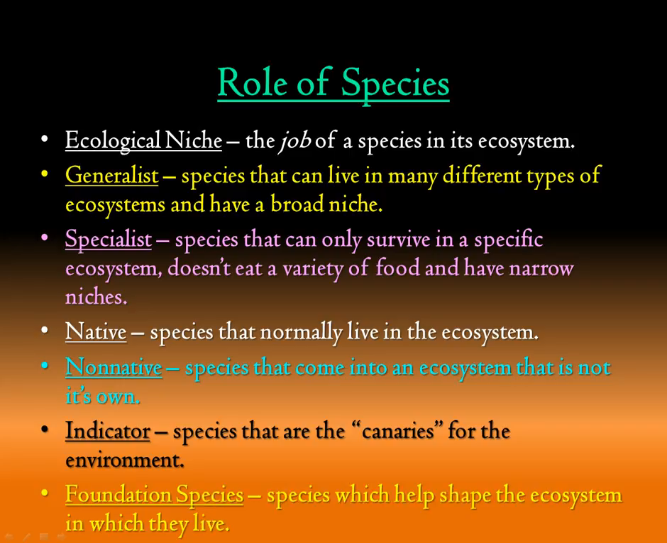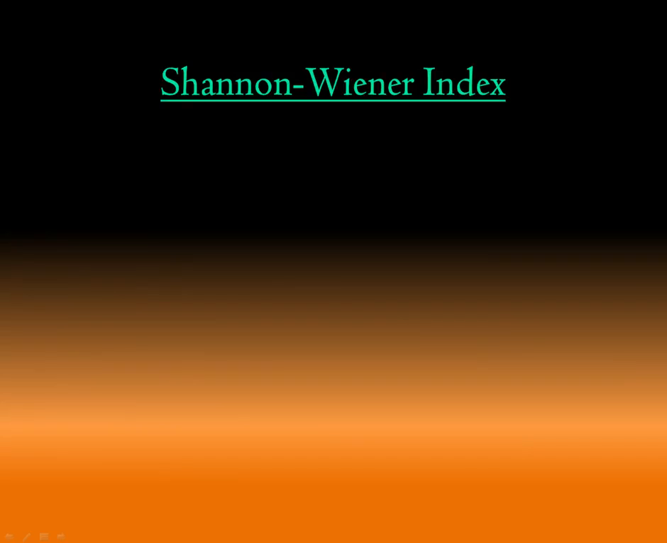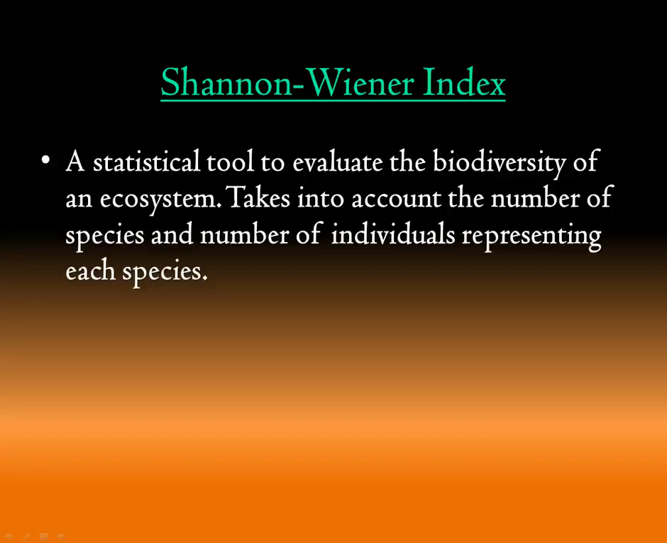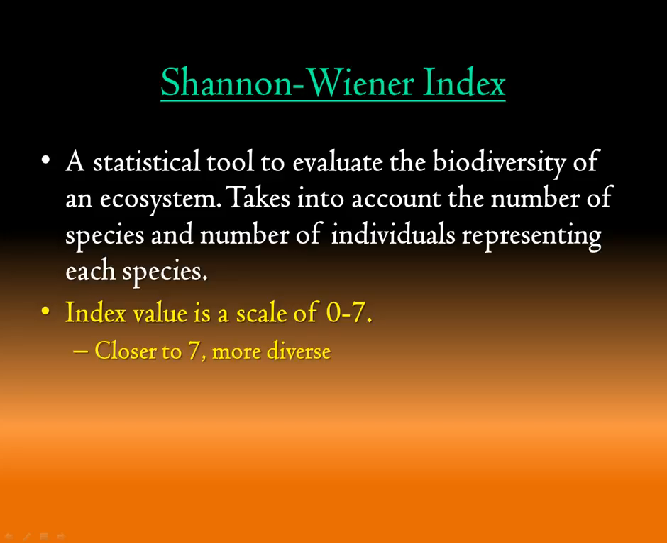Foundation species, similar to succession, help shape the ecosystem in which they live, and they're very similar to a keystone species. To look at how diverse an ecosystem is, we can use various indices to do these calculations, and they can be very broad or very specific. The Shannon-Weiner Index is one example. It's a statistical tool that takes into account the number of species and individuals represented in that ecosystem. The value of the scale is 0 to 7, and the closer to 7, the more diverse it is. We look at the frequency of the species, or how many we see, and this is the formula we'll use. We'll be practicing this on Friday.